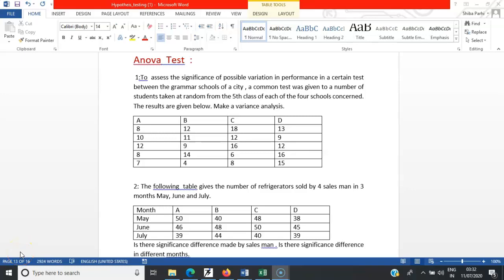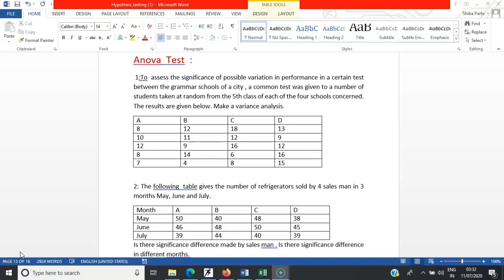ANOVA test is the test that we should do to compare more than two samples. When you want to compare two samples, we can go for the two-sample t-test. But when we want to compare more than two samples, suppose you want to find out the effectiveness of different fertilizers in the ground.